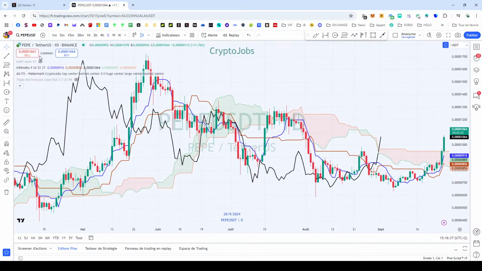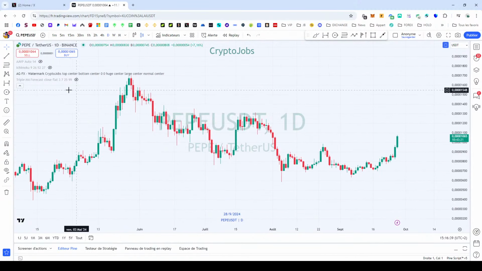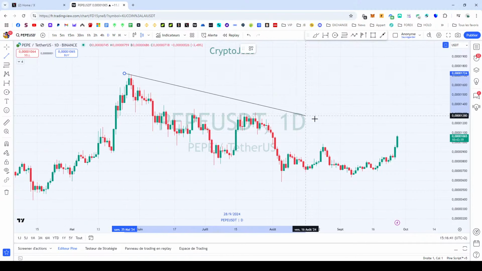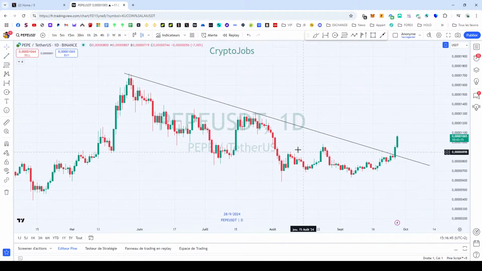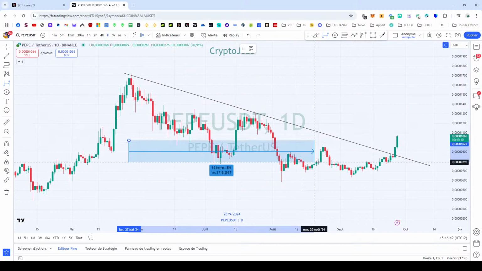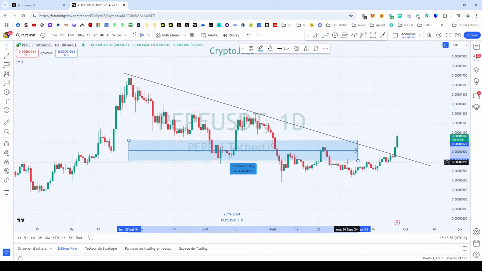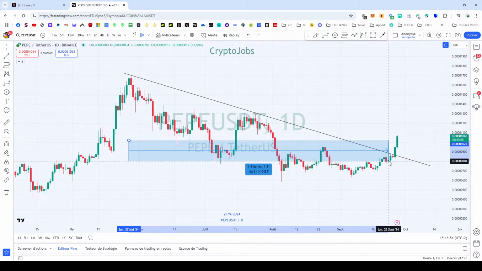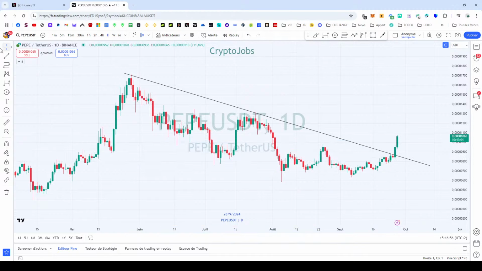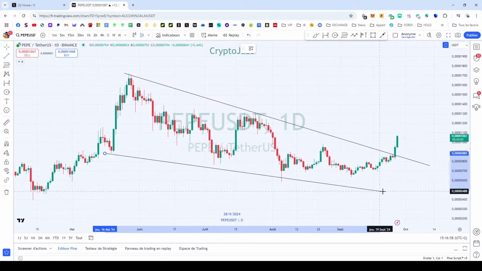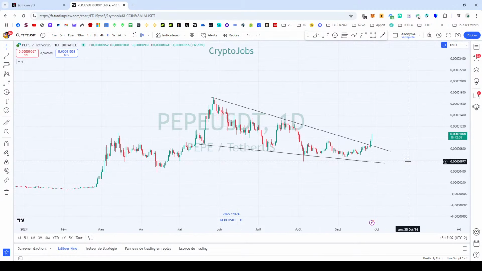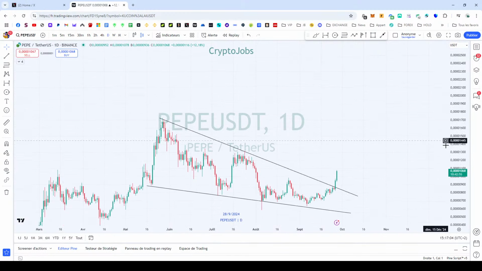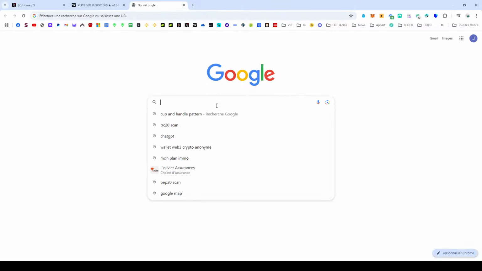So that's what I can say for Pepe. The hype is pretty strong. As you can see, we broke this macro downtrend, a 120-day downtrend. That was a falling wedge. This is huge. That's why people FOMO. As you can see, a beautiful falling wedge on Pepe.